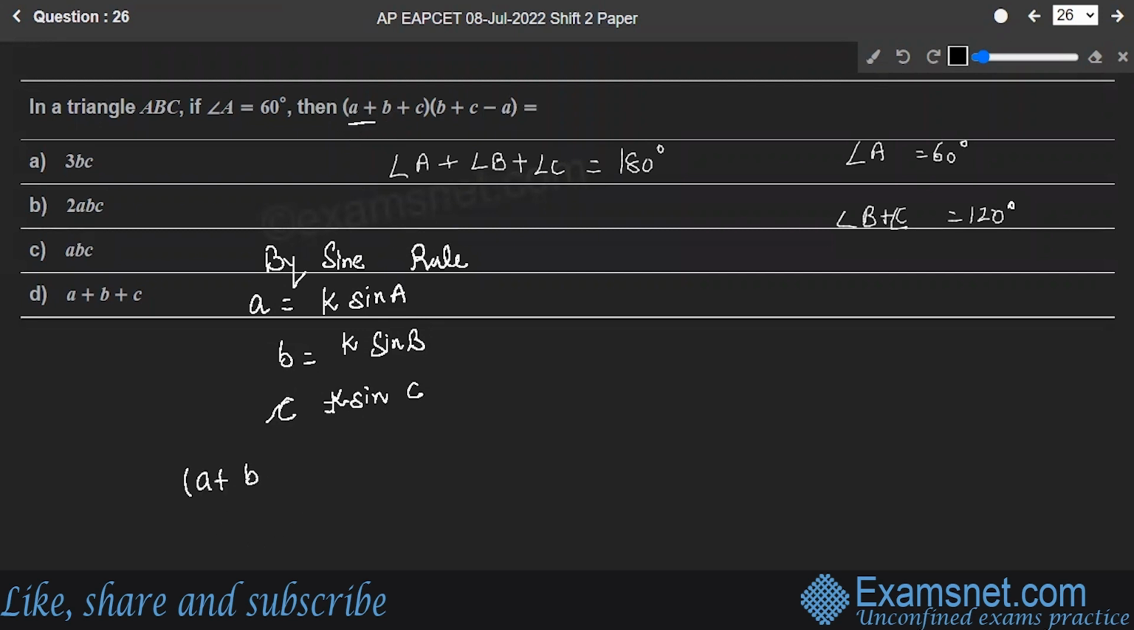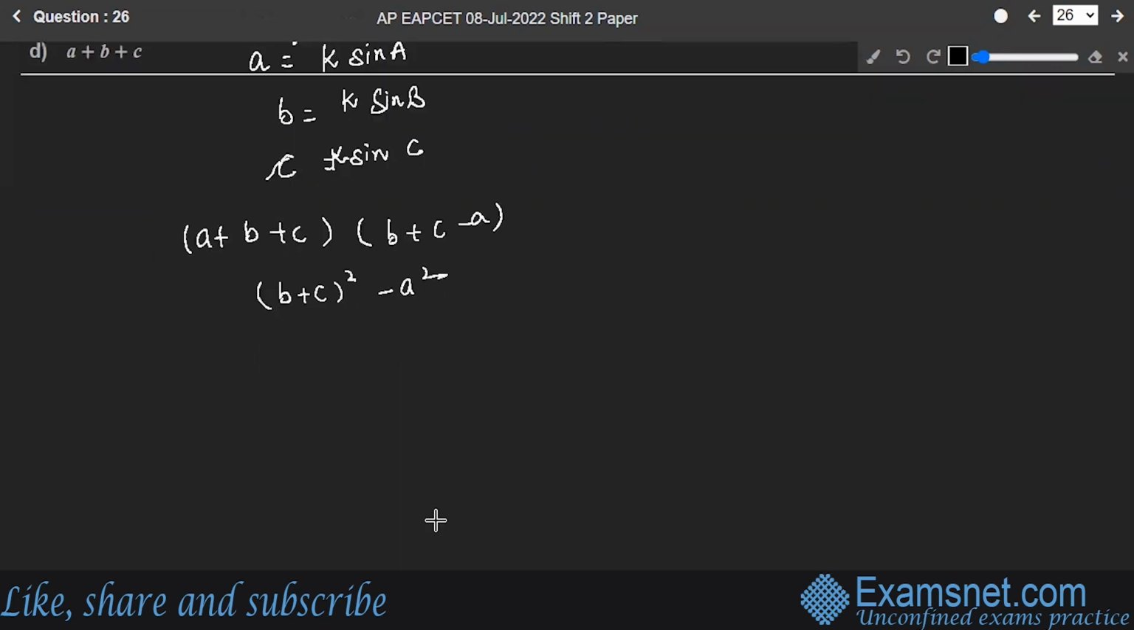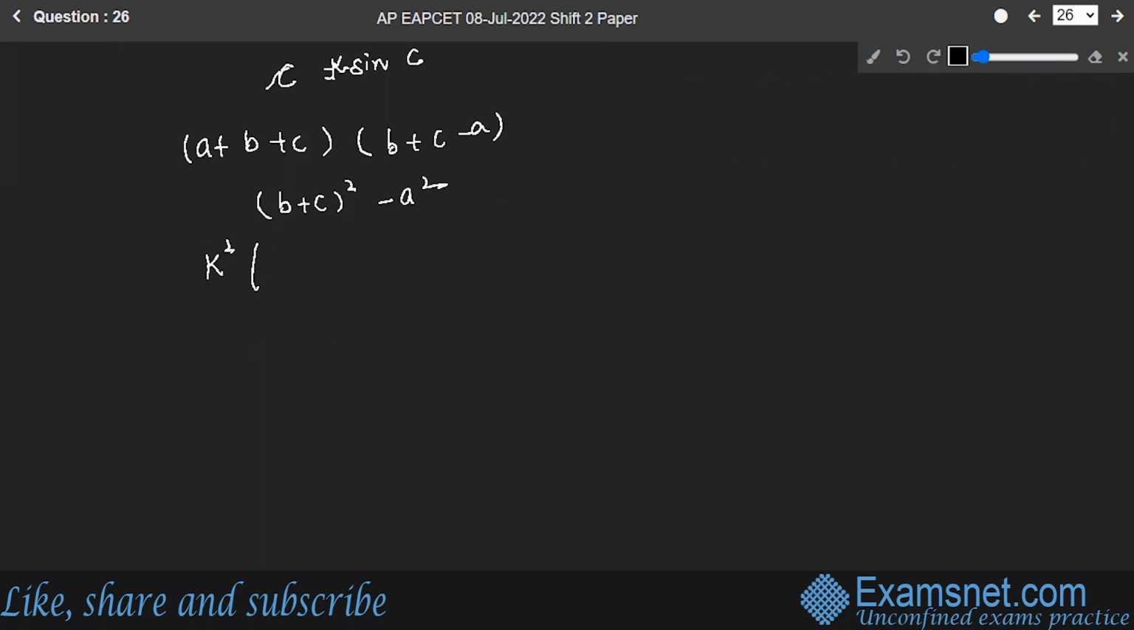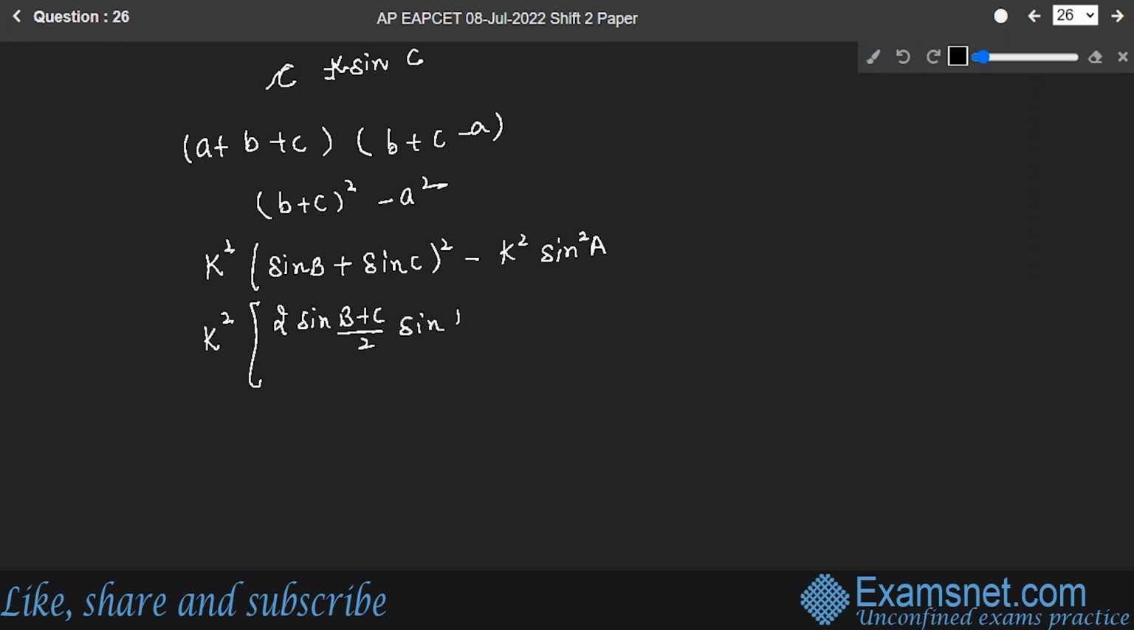(a + b + c)(b + c - a). This can be written as (b + c)² - a². So (b + c)², this can be written as k²(sin B + sin C)² - k² sin² A. So this can be written as k² (2 sin((B + C)/2) cos((B - C)/2))² - k² sin² A. Sorry, this is not sine, this is cos: cos((B - C)/2) whole square, minus k² into sin² A.